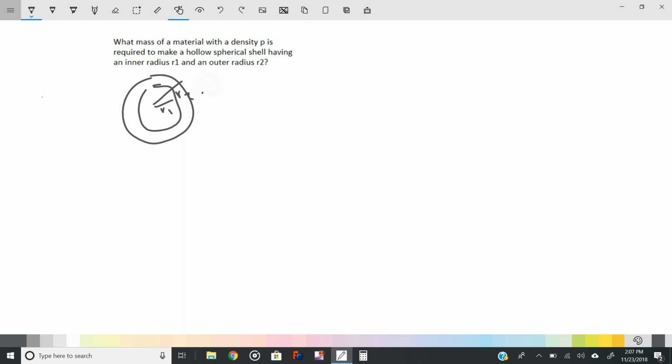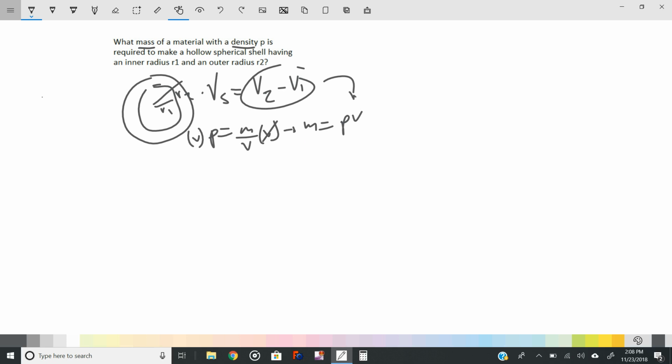So then, the volume of the shell is going to be equal to the volume of R2, or your second outer sphere, minus the volume of R1. And it's asking for the mass in terms of density. And we know that density is equal to mass over volume. And in order to solve for mass, we simply multiply by volume on both sides, and we get mass is equal to density times volume.